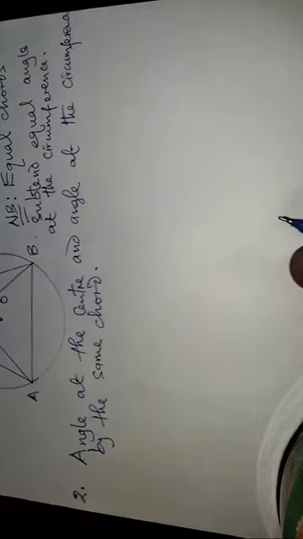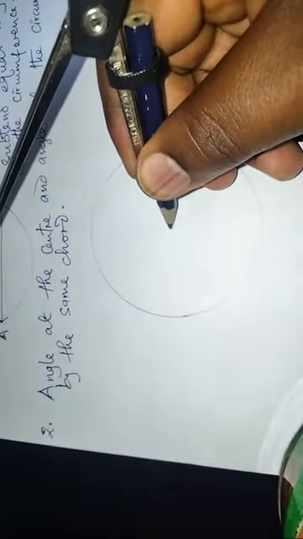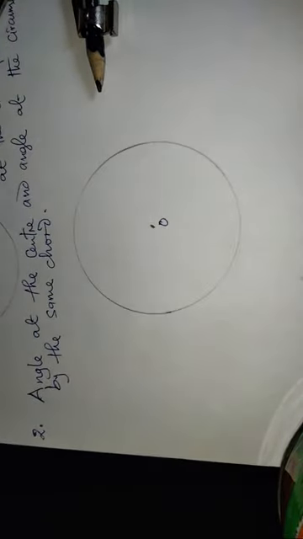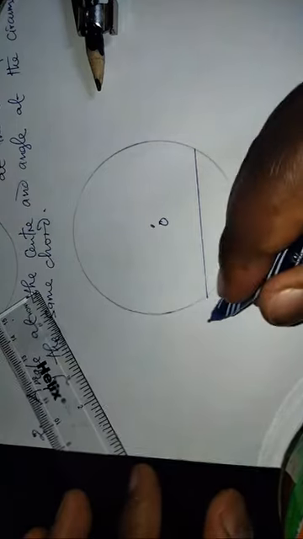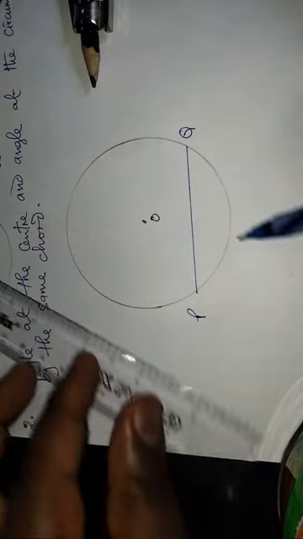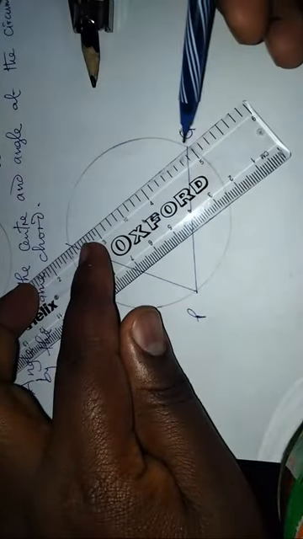By the same chord. Let me do a circle so that I may elaborate what I'm saying. If I make a circle with a center O, then I happen to have a chord. The chord in this case can be a chord PQ. And we have the chord PQ producing an angle at the circumference.